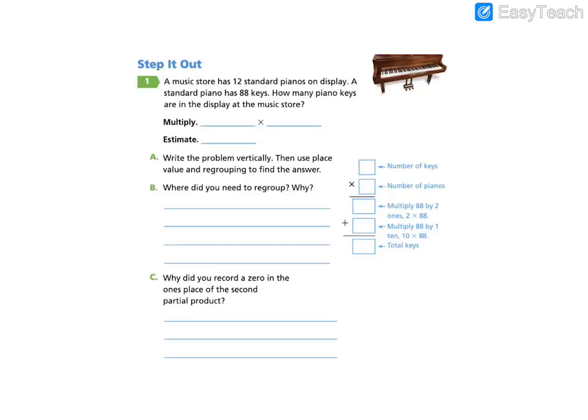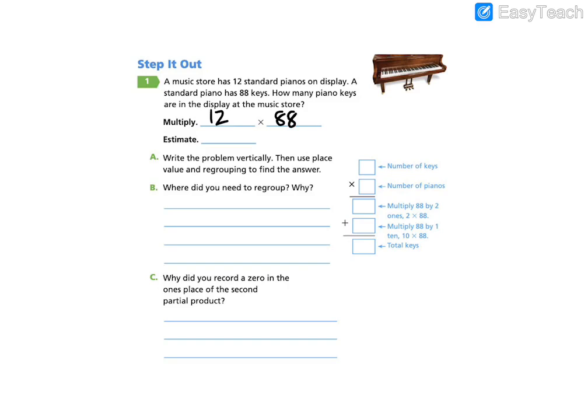All right, so let's go ahead and take a look at question 1. A music store has 12 standard pianos on display. A standard piano has 88 keys. How many piano keys are in the display at the music store? So first we need to understand what our multiplication sentence is to solve. We have 12 pianos times 88 keys per piano.